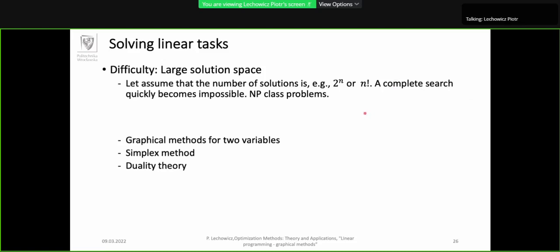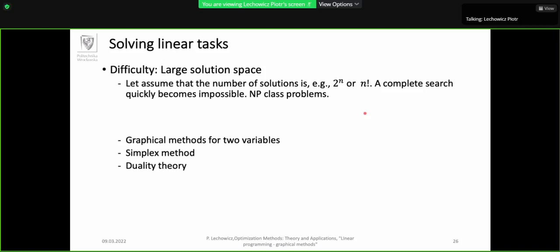However, many linear problems, if they are continuous, not integer, they are in polynomial class, and they can be solved using, for example, graphical methods, if we have only two variables. For higher dimensionality, it's hard to draw. I mean, it's not possible to draw a feasible set and to check the optimal value by drawing level lines. So we have other methods such as simplex method or duality theory.